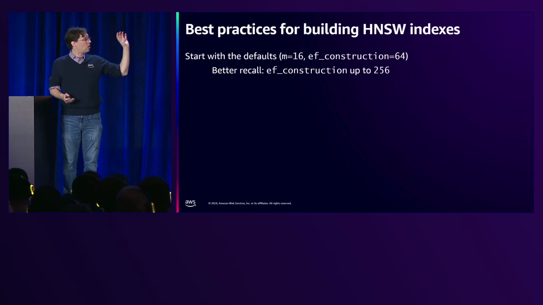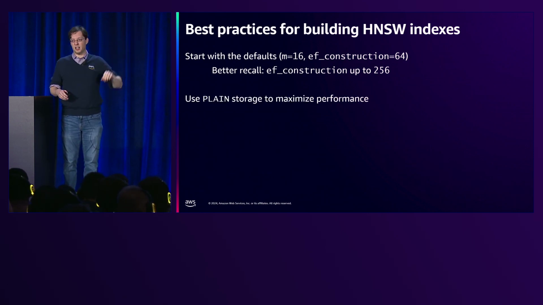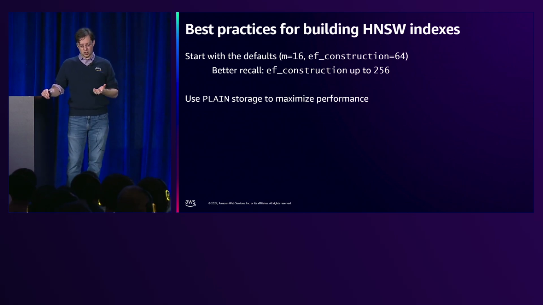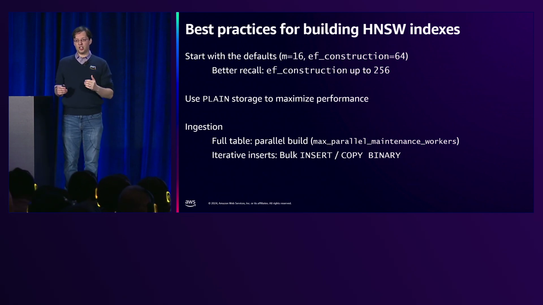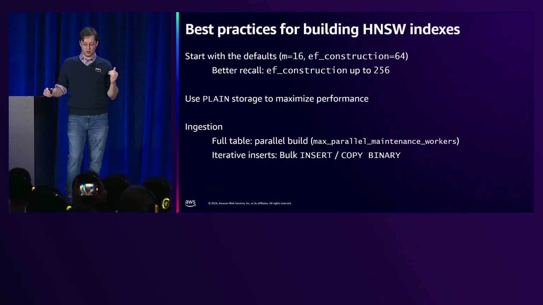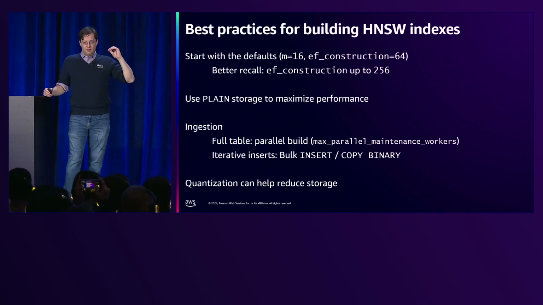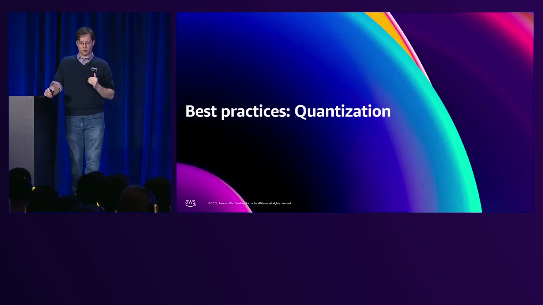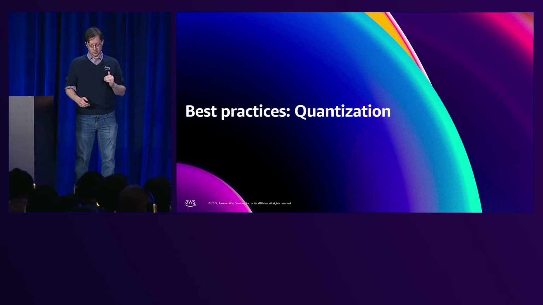If you need to boost recall, again, jump up to EF construction equals 256. In general, if you're able to use plain storage on your table data, that's going to maximize your performance. And with ingestion, make sure you use the appropriate ingestion technique. Bulk inserts or copy of the binary format, that's going to help you go very fast. Finally, quantization is a technique that can help you to reduce your overall storage, which we're going to touch on real quick before we get into filtering.